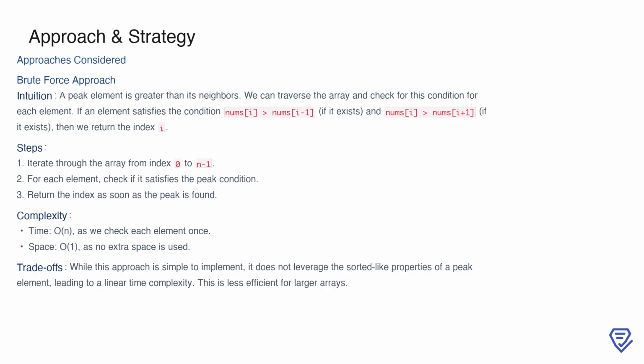While this approach is easy to understand and implement, it comes with a trade-off. Its time complexity is O(n), as we potentially examine every element in the array. This linear time complexity can become a limitation for larger arrays. On the positive side, it has O(1) space complexity since no additional memory is required. However, it does not take advantage of the properties of the problem, which guarantees the existence of a peak and allows for more efficient solutions.